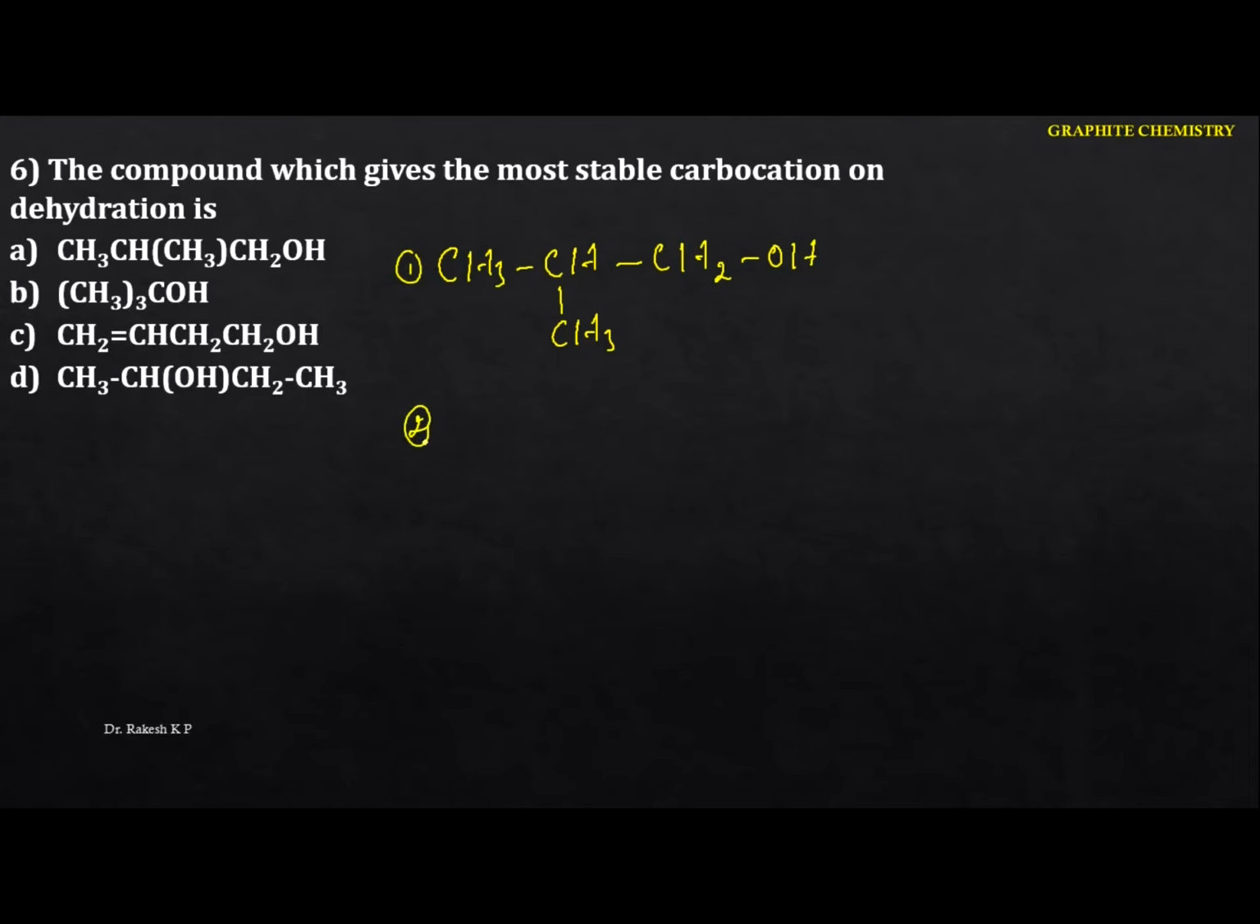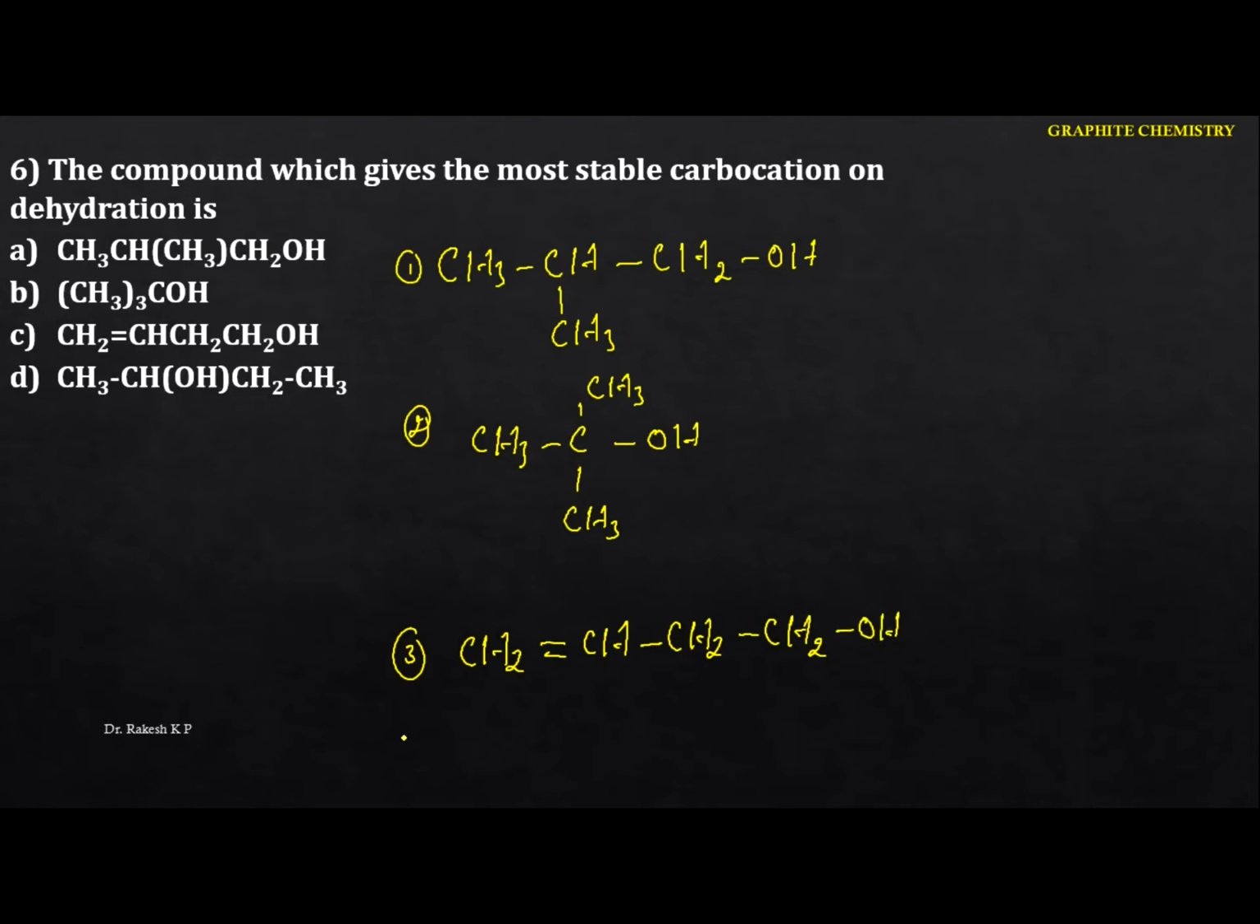Let me take the second one here: CH3, CH3, and here you identify this one, the C-OH. This is a tertiary butyl alcohol. Now see the third one here. We have CH2 double bond CH, single bond CH2, CH2OH. See the last one, the fourth one: CH3 single bond CH OH, and here it is CH2 and CH3. You just identify this one.